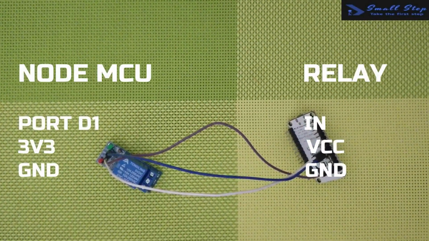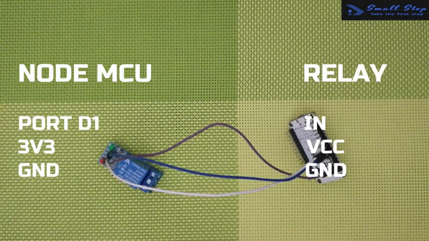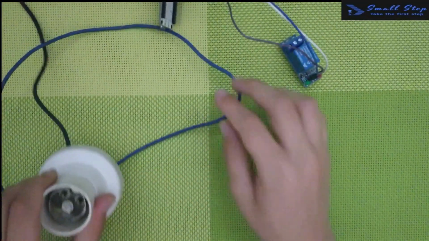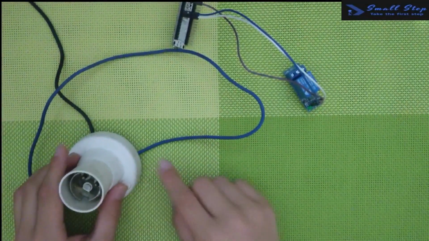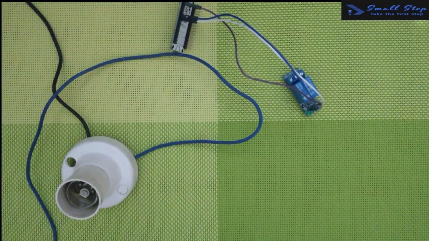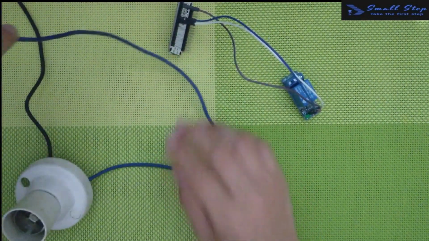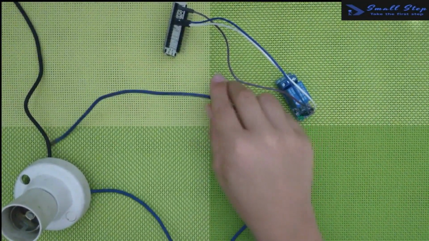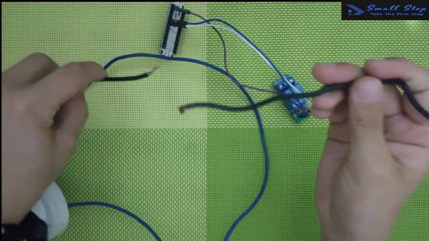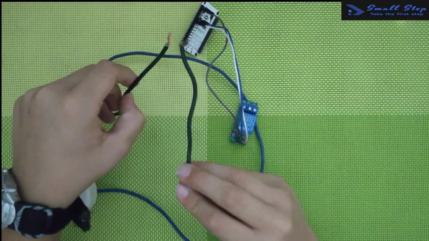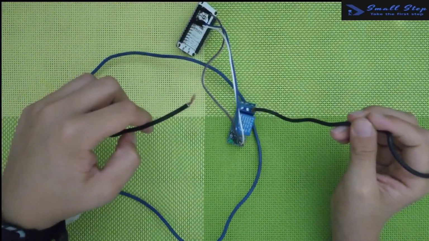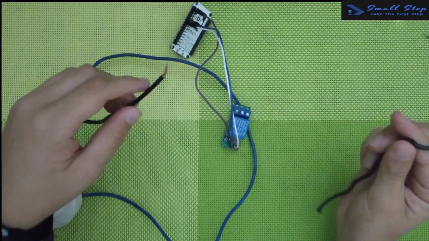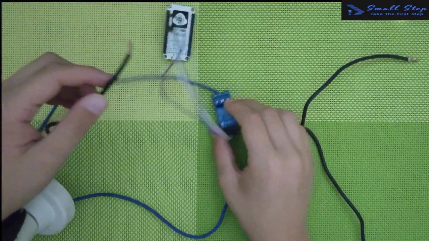Now we will connect the bulb holder to the relay, the LED holder, and make sure that the LED holder has two wires attached to it. So just take one wire from the LED holder and cut it from the center. I already cut it. So these both ends will be connected to the normally open and the common of the relay. So let's connect it.